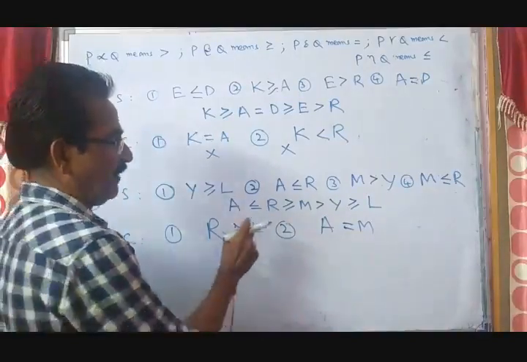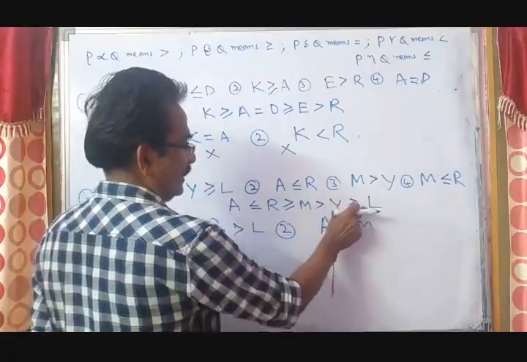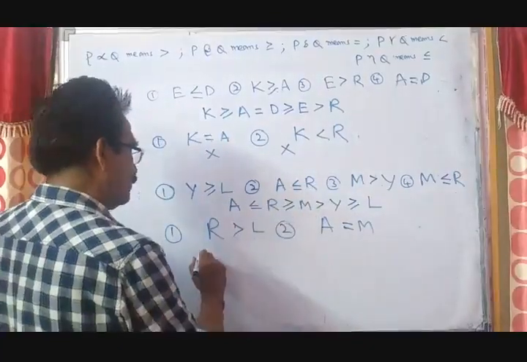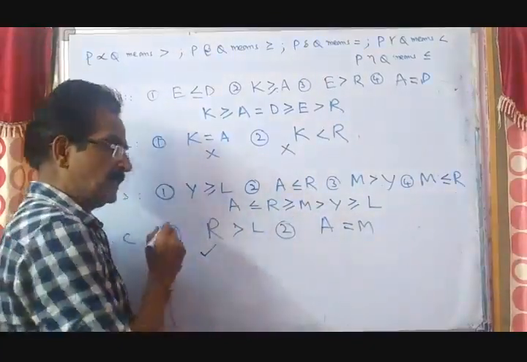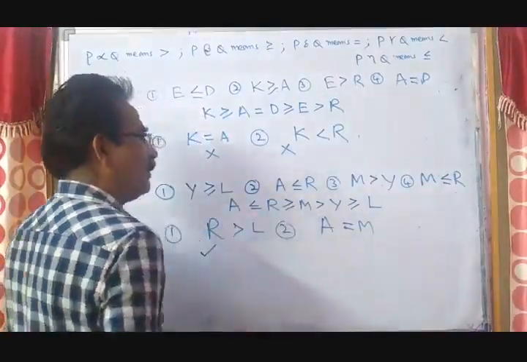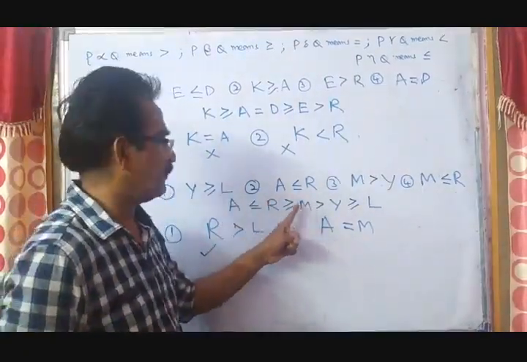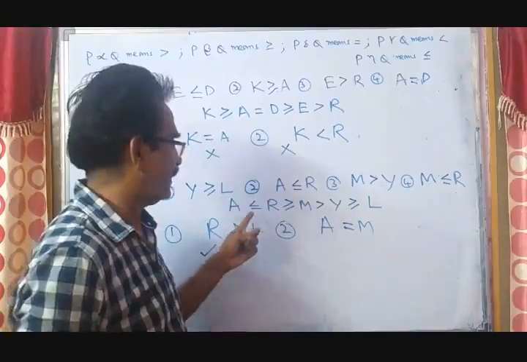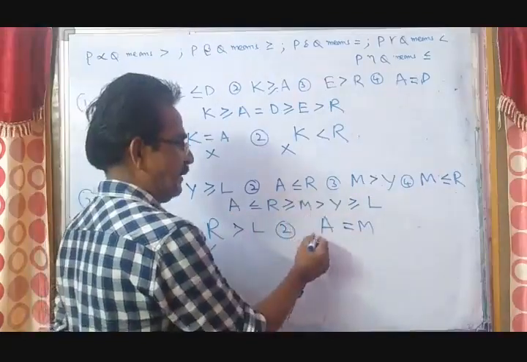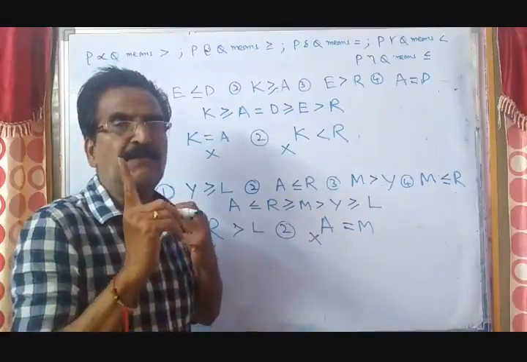R greater than L. Between R and L, we have greater than or equal to and greater than, so greater than is followed. So R greater than L is followed. The first conclusion is true. A is equal to M? No, there is no relation. In fact, we can't establish any relation between A and M because there are opposite inequalities, less than or equal to and greater than or equal to. This conclusion does not follow. So your answer is only conclusion 1 is true.